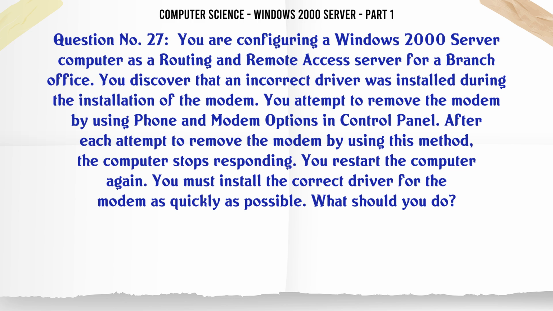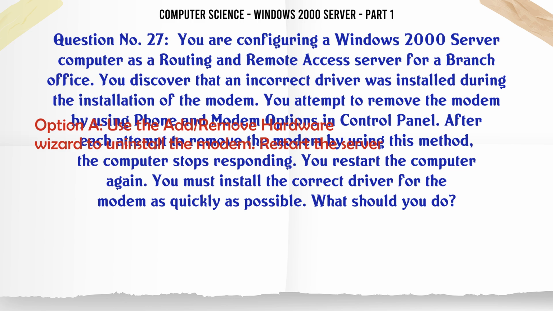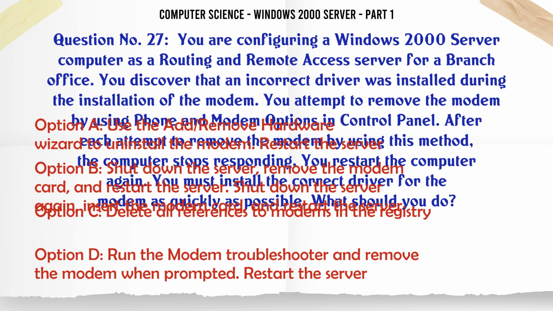You are configuring a Windows 2000 server computer as a routing and remote access server for a branch office. You discovered that an incorrect driver was installed during the installation of the modem. You attempt to remove the modem by using Phone and Modem Options in Control Panel. After each attempt to remove the modem by using this method, the computer stops responding. You restart the computer again. You must install the correct driver for the modem as quickly as possible. What should you do?